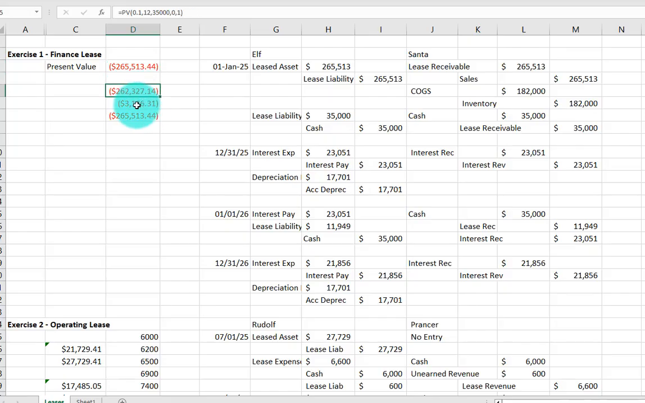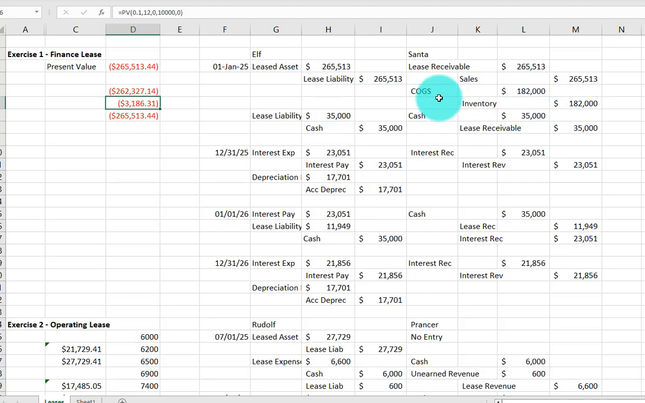I also showed that you could do it in 2 pieces by doing the annuity of the payments and the final bargain purchase option separately and add them together, and you get the same result. Just 2 different ways you could do it and get the same result. So there's the journal entries.